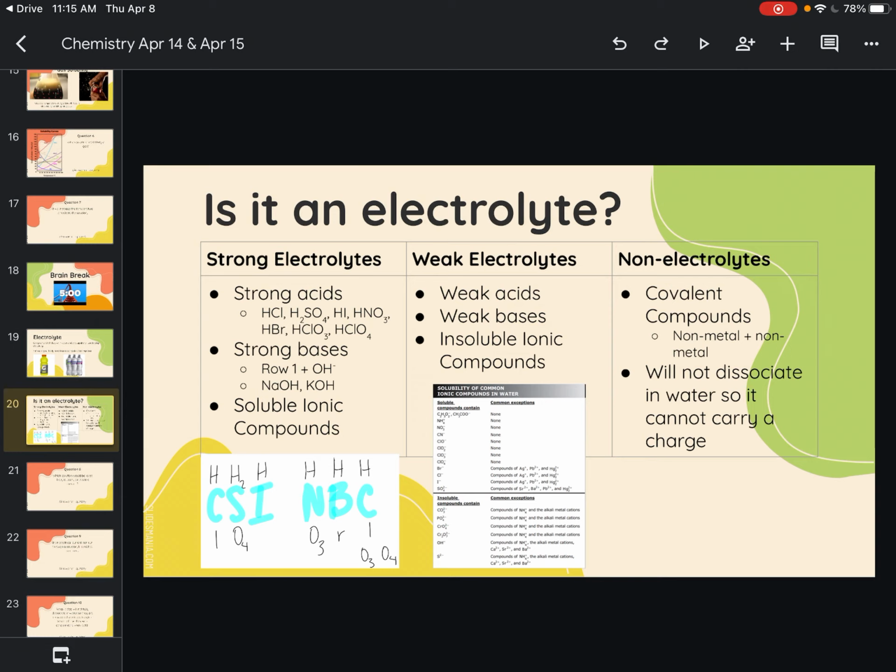And then weak electrolytes, it's basically any of those weak acids, weak bases, and then insoluble ionic compounds, just because not very much of it will break up. For non-electrolytes, these are your covalent compounds. So anytime you have a non-metal pairing with a non-metal, it's not going to want to separate. It will not form a good charge at all. It won't form any charge. So for example, if you have something like glucose or oxygen gas, it will not dissolve and it will not carry a charge. It is a non-electrolyte.